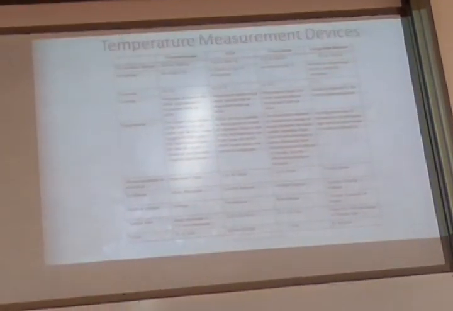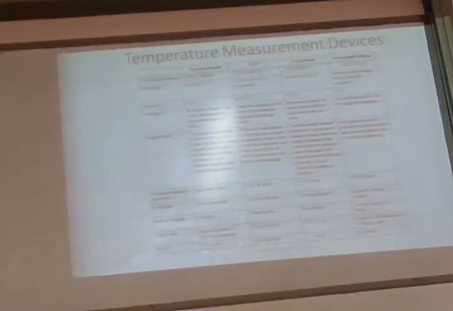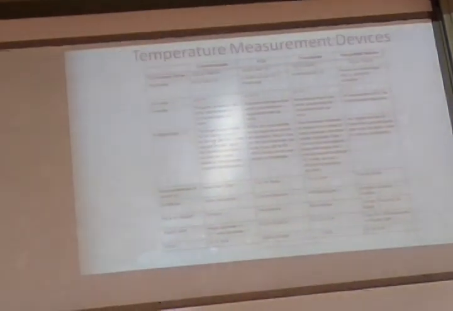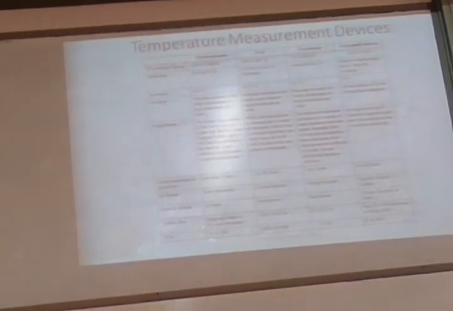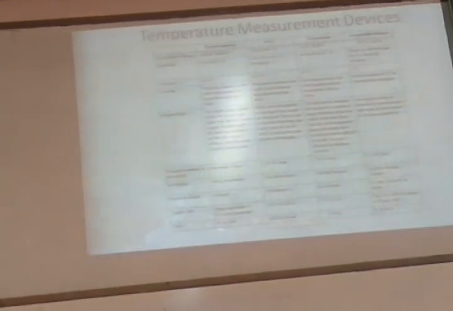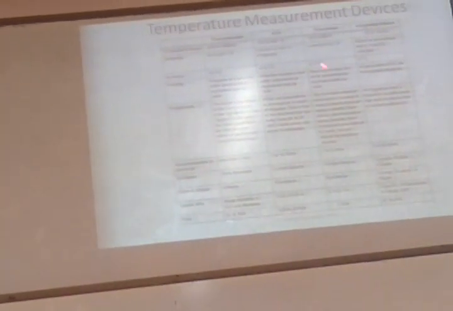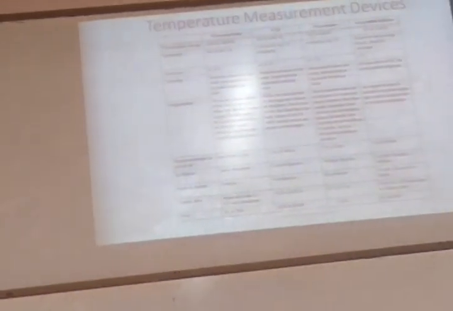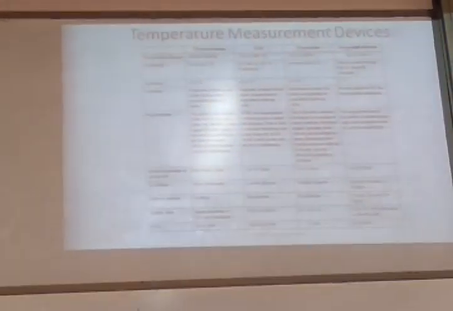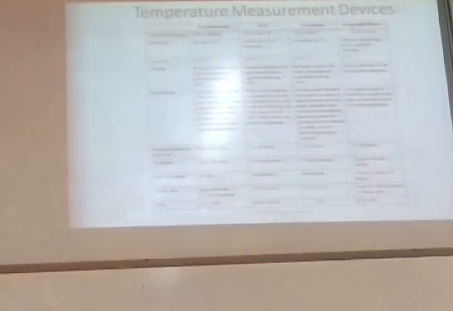Accuracy wise, which one is better? Plus or minus 0.5, 0.01, 0.1, 1. Which one is better? Thermistor. Accuracy wise, which one is better? RTD. RTD is better. 0.01 degree Celsius you will be able to get. Of course, linearity will go along with it.